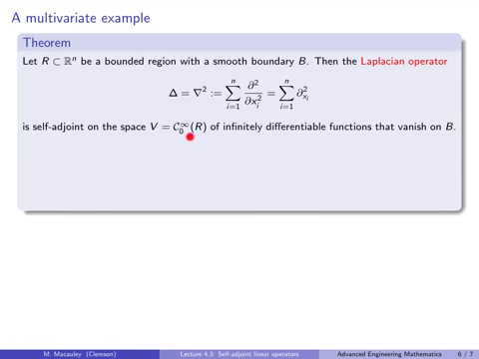So in the space V of infinitely differentiable functions that vanish on B. So smooth functions, but they have to be 0 on the boundary. So let me go back to why I like to call this operator del squared.